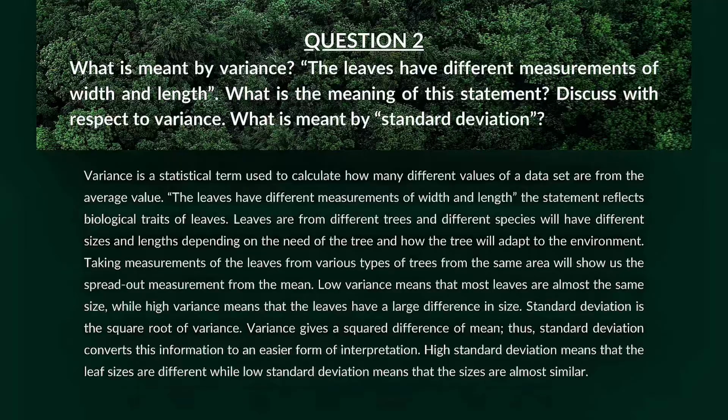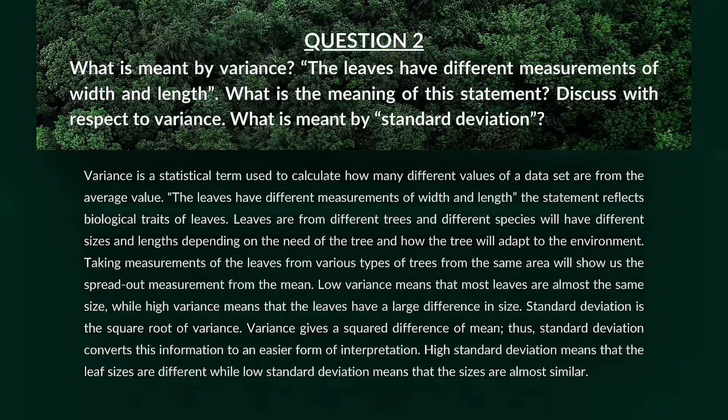Variance is a statistical term used to calculate how different the values of a data set are from the average value. The leaves have different measurement of width and length. The statement reflects the biological type of leaf. Leaves are from different trees and different species, which will have different sizes and lengths depending on the need of the tree and how the tree will adapt to the environment. Taking measurements of leaves from various types of trees from the same area will show us the spread of measurements from the mean. Low variance means that most leaves are almost the same size, while high variance means that the leaves have a large difference in size.